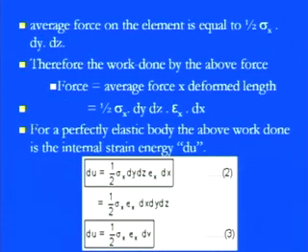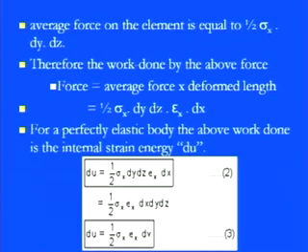So the average force on an element is obviously, since we are talking about the average, because we are assuming, a very important aspect, that under the action of the force the stress distribution is uniform along the material. Hence we can say that the average force on the element is half of sigma x into dy into dz. Therefore the work done by the above force is the average force into the deformed length: half into sigma x dy dz into epsilon x into dx.